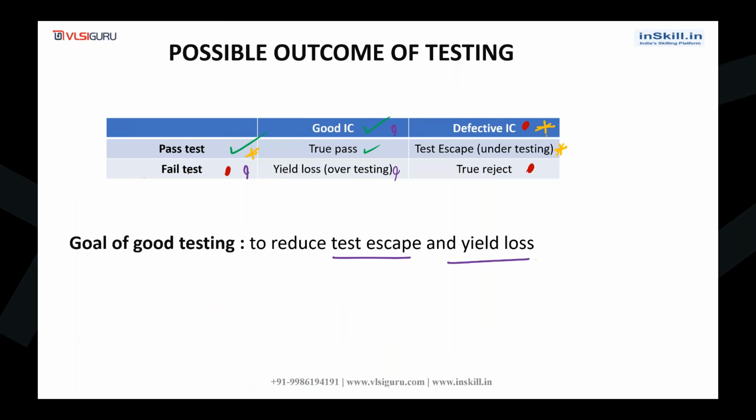Yeah, ma'am, if a defective IC passes the test, how can you identify that it is a defective IC? Yeah, that is what we cannot identify. That's why the goal of good testing is to reduce the test escape and yield loss.